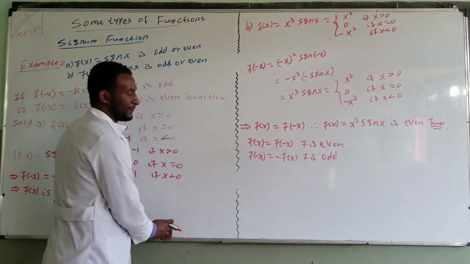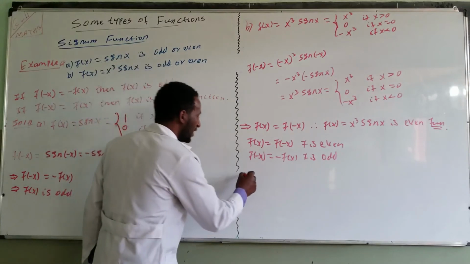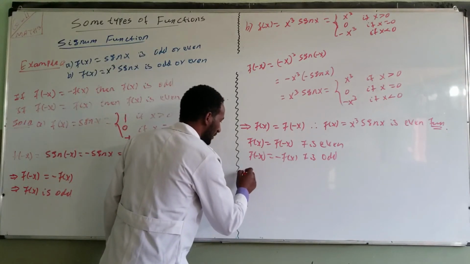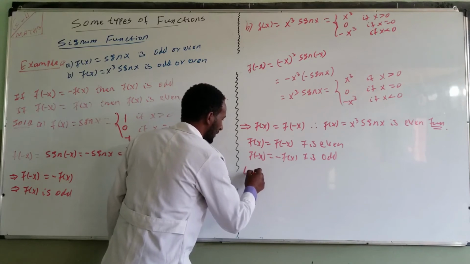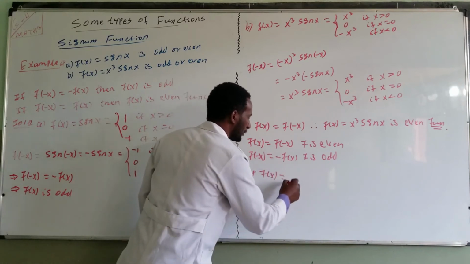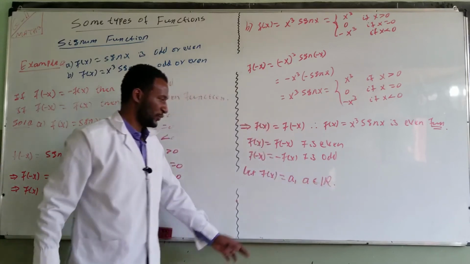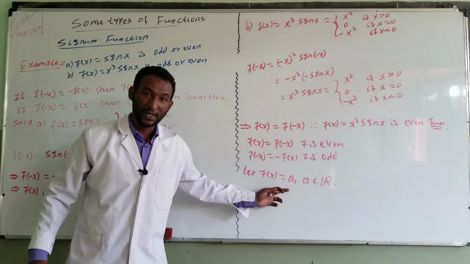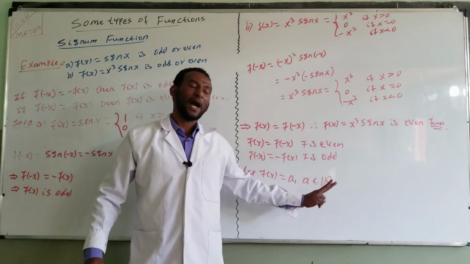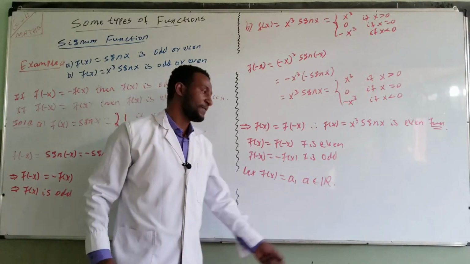Let us see the parity of a constant function. Let f of x is equal to a, where a is an element of all real numbers. This is a constant function. Let us identify the parity of this function.